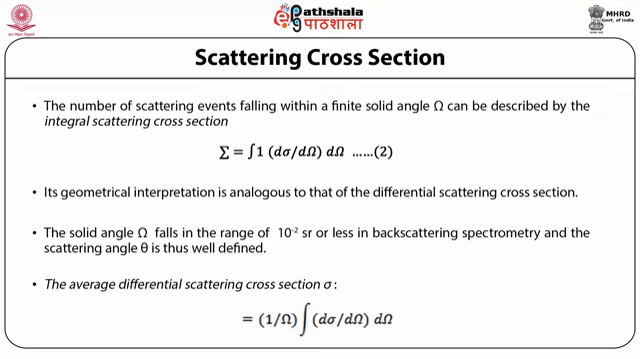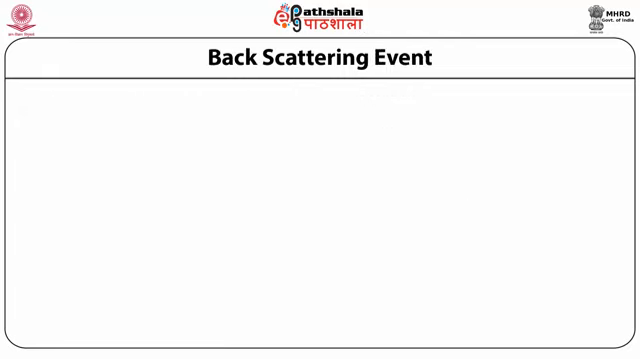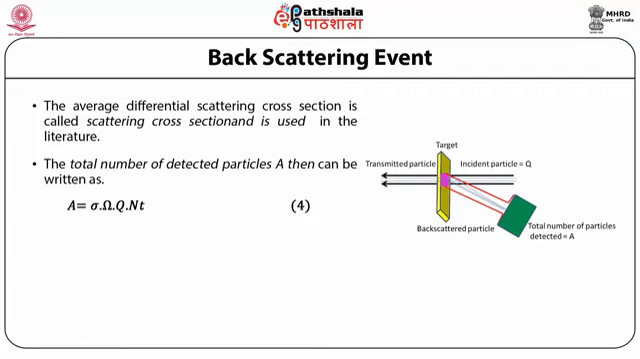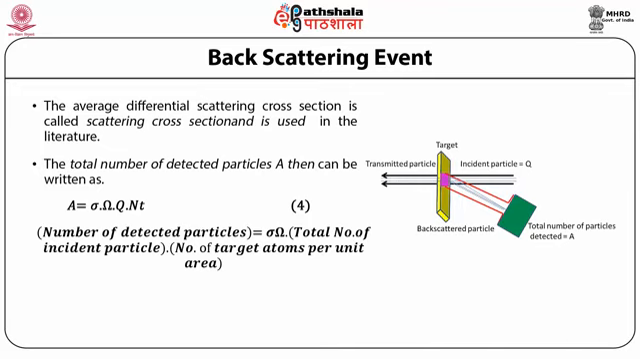The average differential scattering cross section sigma is equal to 1 divided by omega, integration of d sigma by d omega multiplied by d omega. The average differential scattering cross section is called the scattering cross section and is used in the literature. The total number of detected particles A then can be written as A is equal to sigma multiplied by omega multiplied by Q times nt, which is equal to sigma times omega multiplied by the total number of incident particles multiplied by the number of target atoms per unit area. The above equation shows that any parameter can be estimated provided the other factors are known to satisfy this equation.